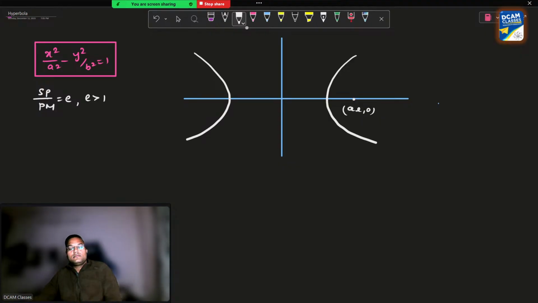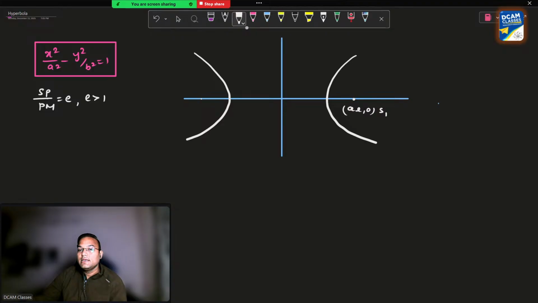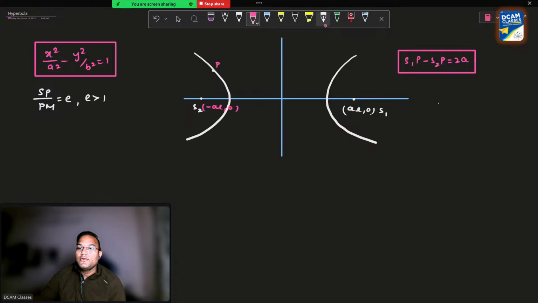Okay, we derived the equation for the ellipse, na? S1P plus S2P was equal to 2a. Remember? But here in this case, not that. Here in this case, S1P minus S2P is equal to 2a. Everything else is the same. (-ae, 0) is the second focus.